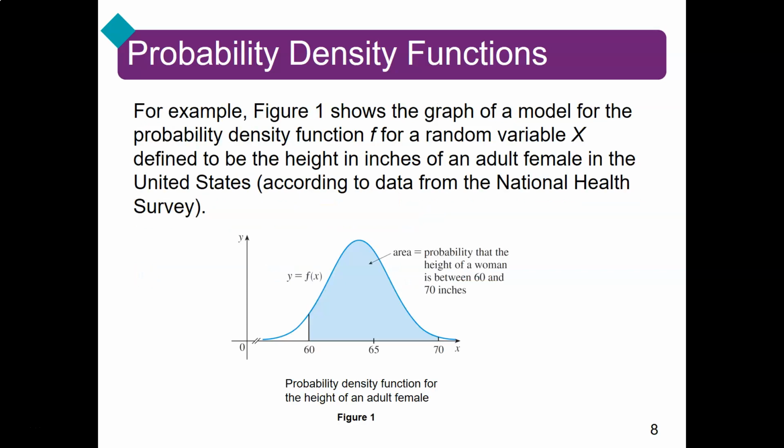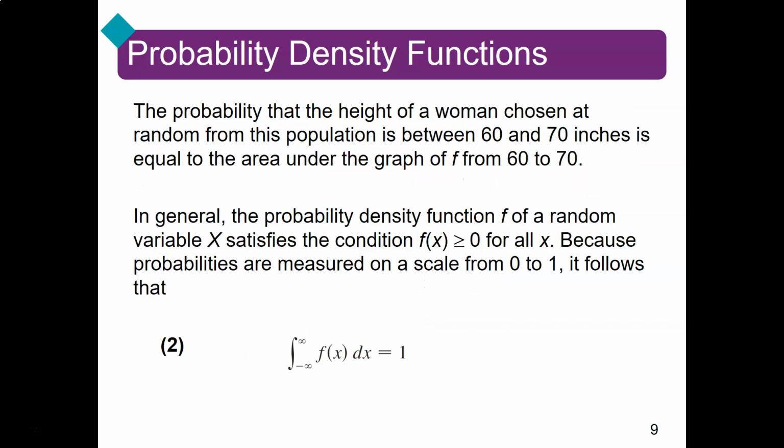Below is an example of a normal distribution where the area is saying the probability that the height of a woman is between 60 and 70 inches. So basically you can integrate f of x from 60 to 70 and figure out the probability associated to that event.